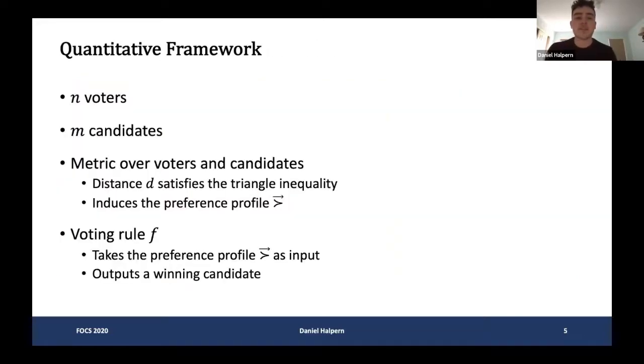Let me give the model a little more formally here. We're going to have a set of n voters and m candidates. We'll have a metric over these voters and candidates, so some way to tell their distance. Importantly, as metrics do, it satisfies the triangle inequality. These distances induce the preferences, or rankings as I was calling them, in the natural way, where voters prefer closer candidates. If there's a tie, like a voter is equidistant from two candidates, they can rank them arbitrarily. A voting rule here is simply a function. It takes the preference profile as input and outputs a single winning candidate.